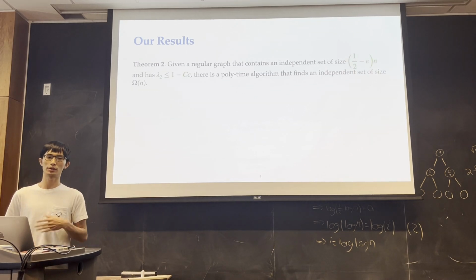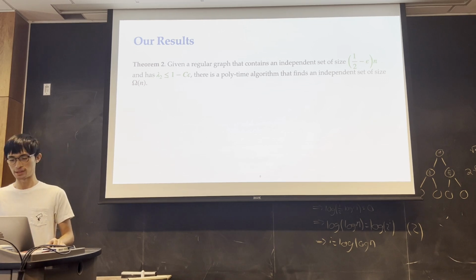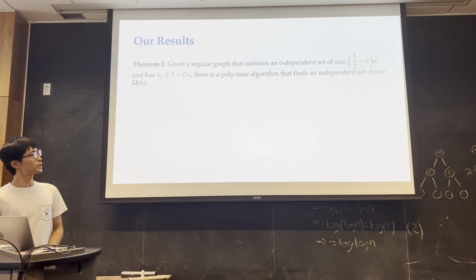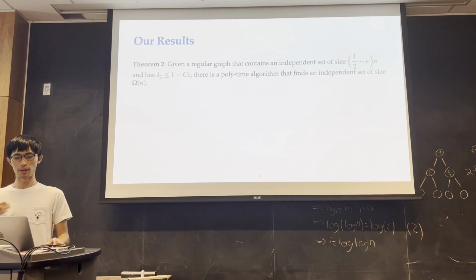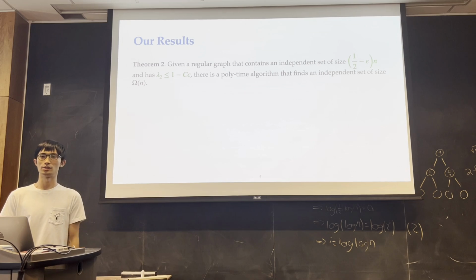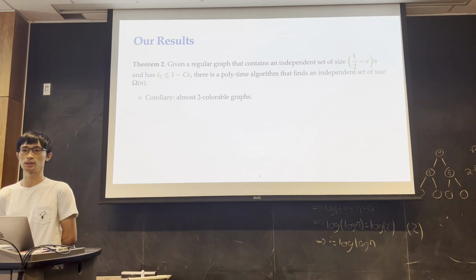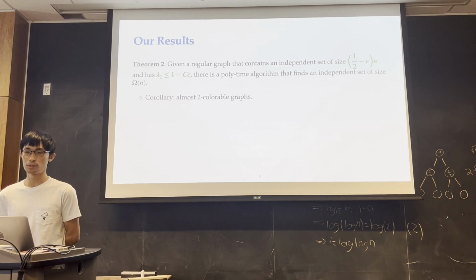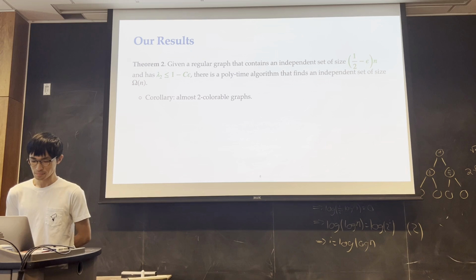Okay, so we have a second result. So instead of assuming the graph is 3-colorable, suppose it contains an independent set of size half minus epsilon times n. Then here we only need the second eigenvalue to be not too close to 1. Suppose lambda 2 is upper bounded by 1 minus some constant times epsilon. Then there's a polynomial time algorithm that finds an independent set of size omega n. And this in particular immediately implies a corollary for almost 2-colorable graphs, because any almost 2-colorable graph must have an independent set of size close to n over 2.